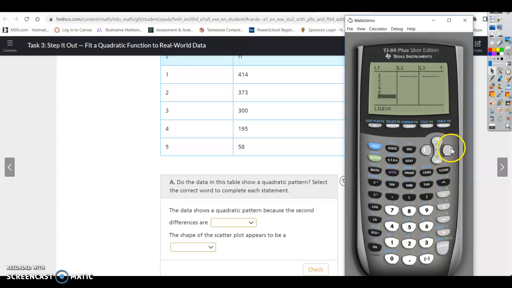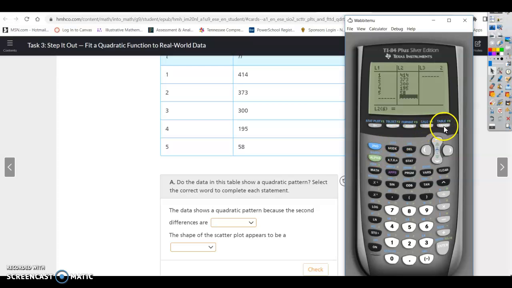All right, so that's my x values, and then I'm going to put my y values, or in this case it's h, but I think of ordered pairs as x's and y's. So we've got 3, 7, 3, 300, 195, and 58. All right, so that's the numbers straight out of the table here.